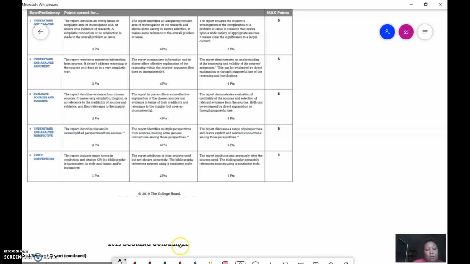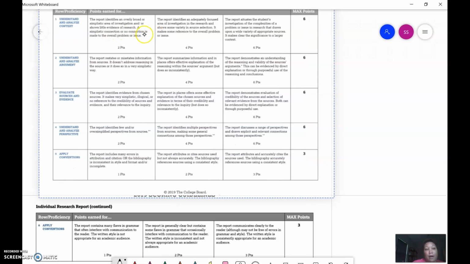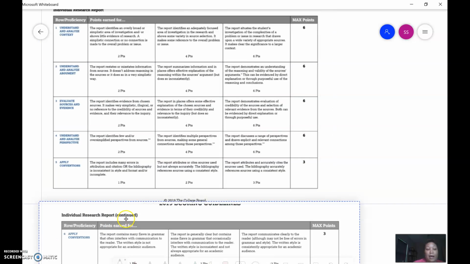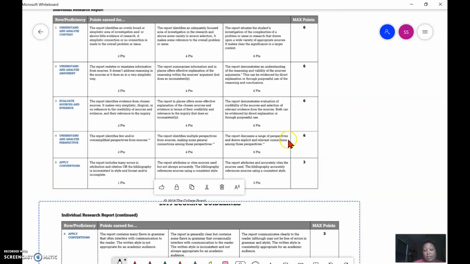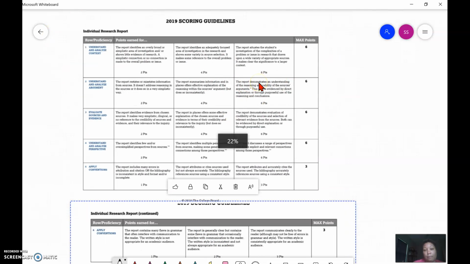So you have 6 categories that you will be scored on with a max pointage of 30 points. Okay, so you have understand and analyze context, understand and analyze argument, evaluate sources and evidence, understand and analyze perspective, and apply conventions, which continues. Okay, and we'll talk more about those expectations. We're going to go through the rubric one by one.